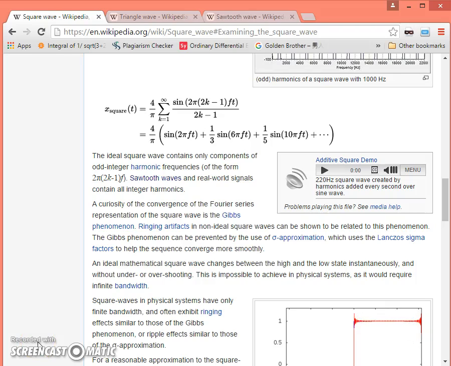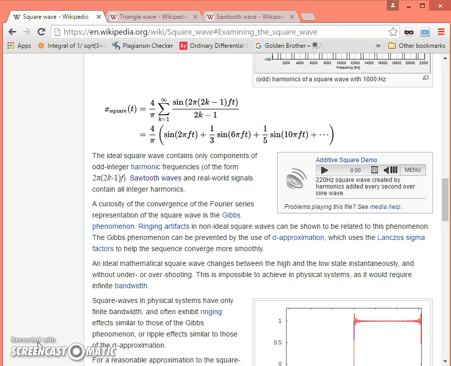Hi, today I'm going to explain how to use a sine wave with 1 Hz frequency to compose a square, triangular, and sawtooth wave and plot each harmonic and approximated wave by using Scilab.